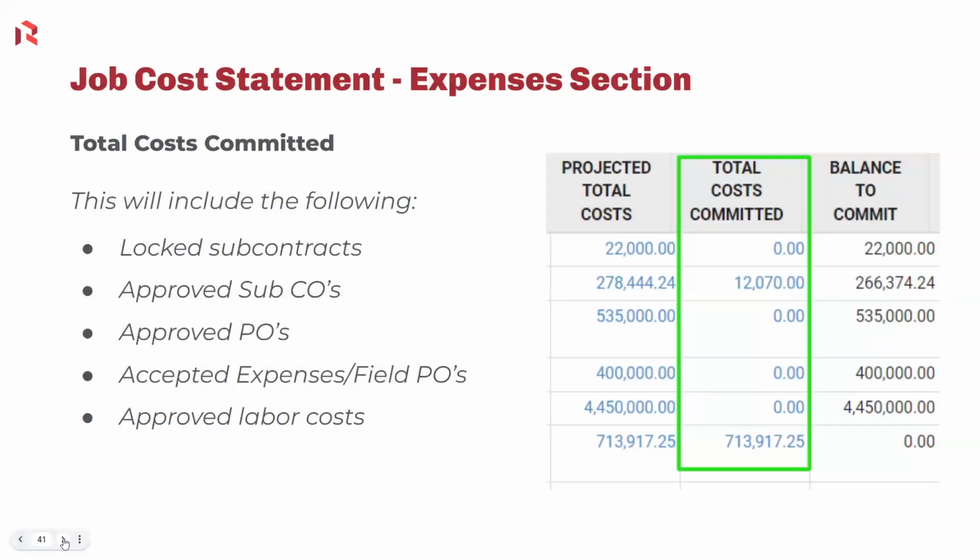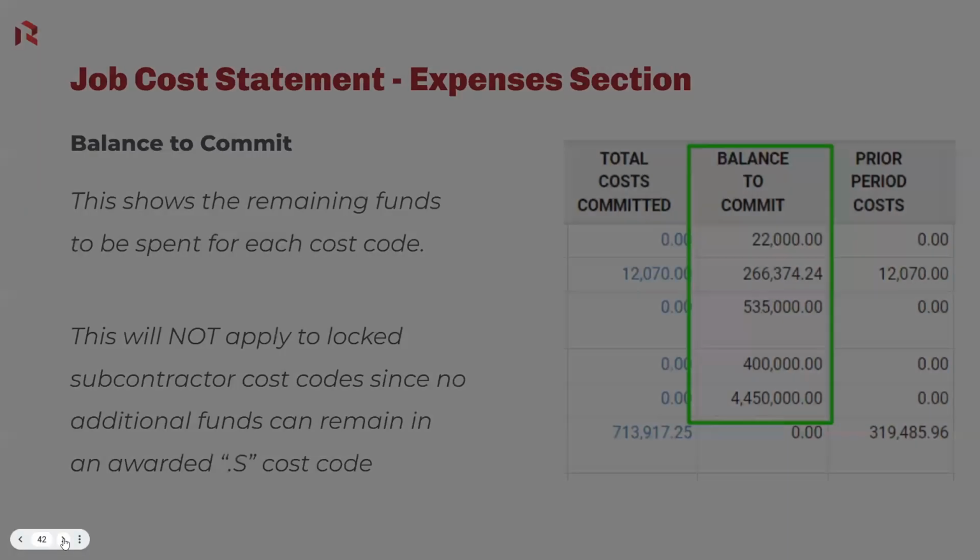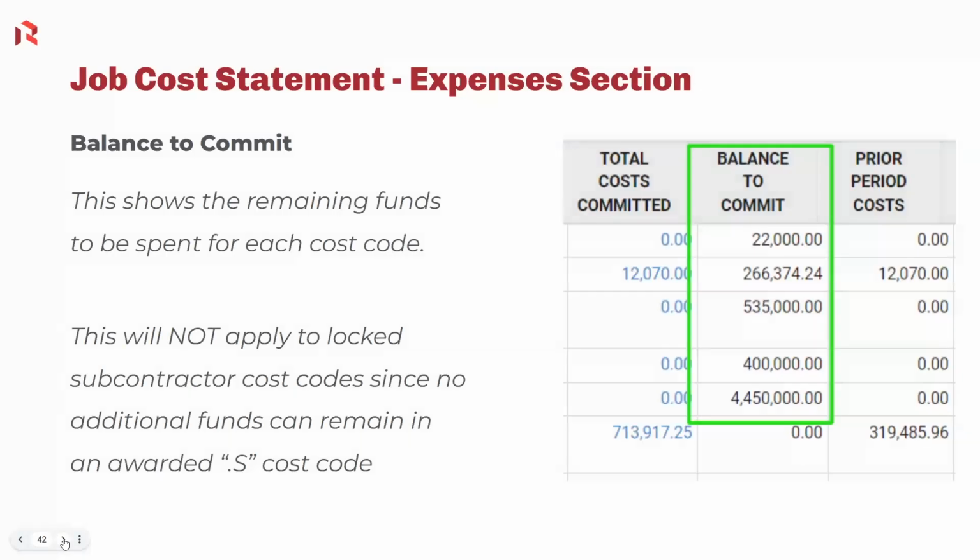The next column is the total cost committed. So this is going to be your overall commitment. So any lot subcontracts, change orders, POs, anything along those lines, again, aligned with each respective cost code. Next column is the balance to commit. So it shows what's remaining to spend for each cost code. Keep in mind that it's not going to apply to locked sub cost codes, so the .s cost codes, since no additional funds can remain in the awarded .s cost codes.